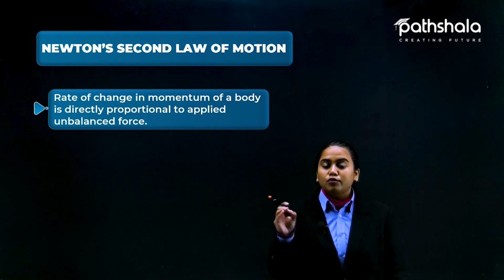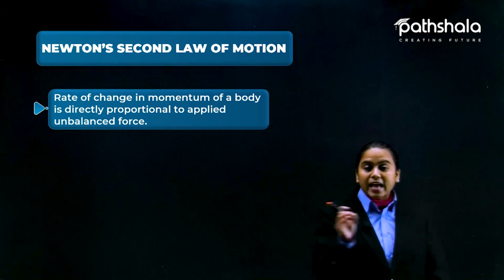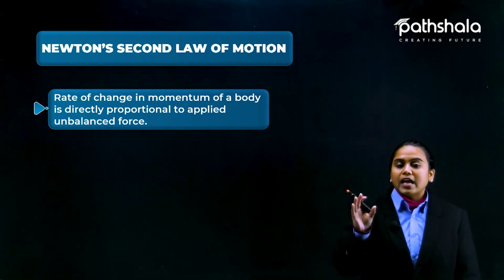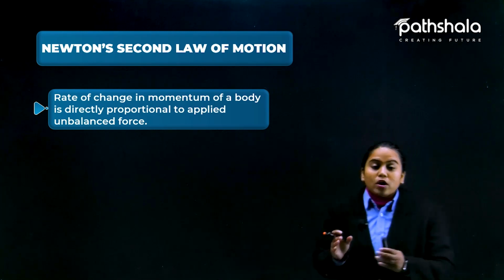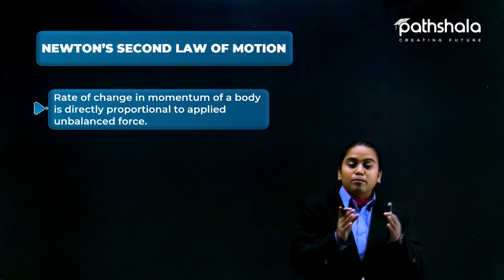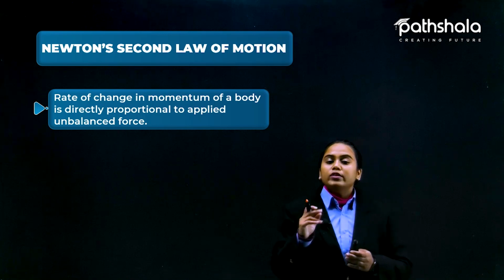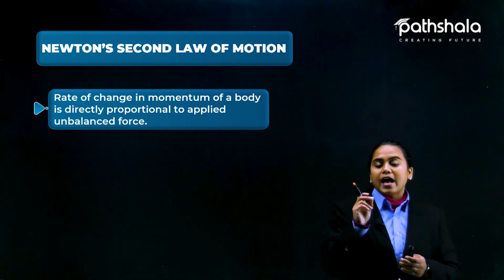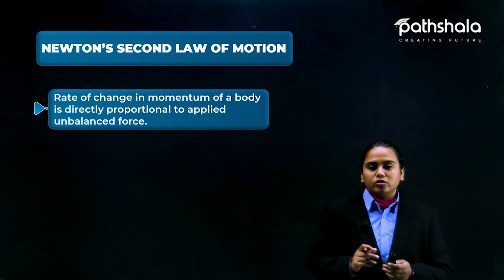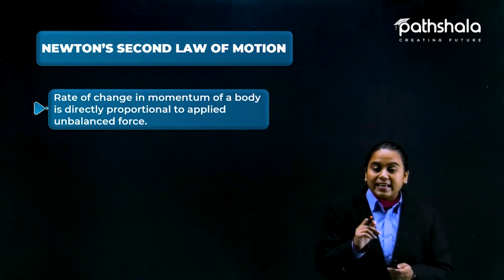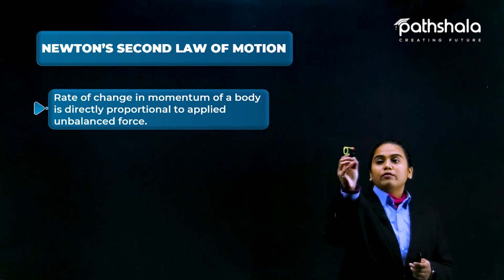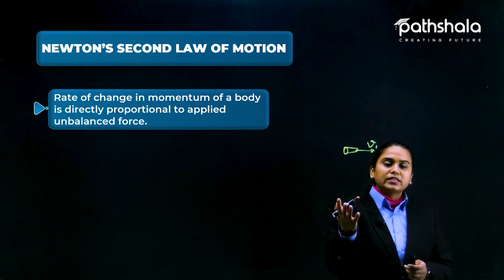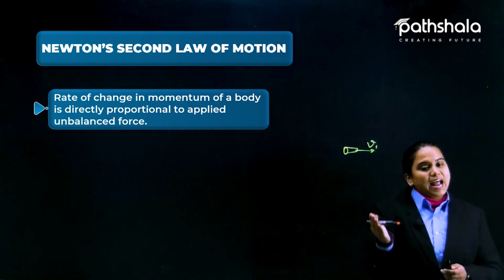applied unbalanced force. If a body is moving with a certain speed and any unbalanced force acts on it, it is going to change the momentum of that body. You know that momentum is nothing but mass multiplied by velocity, and I have given you the example of a bullet also. If a bullet is already moving with a certain speed and some external force is applied on it, that could be anything.